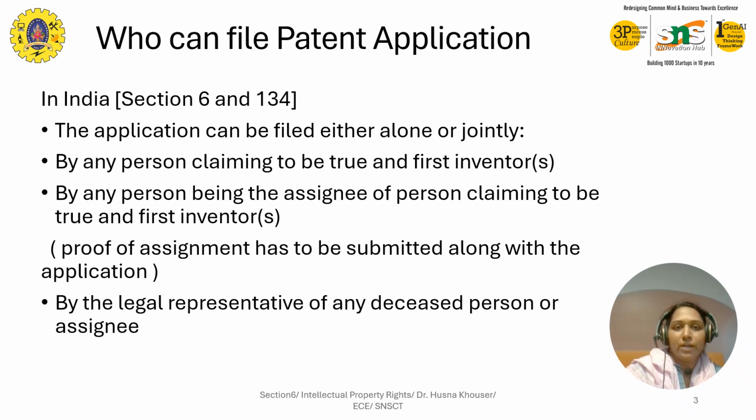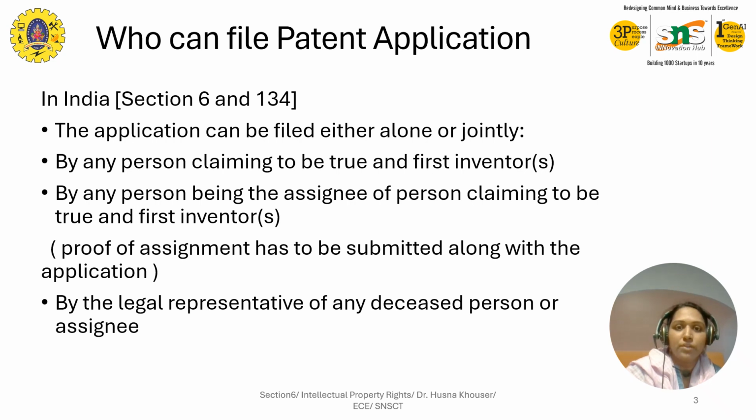Next is who can file a patent. Section 6 of the Patent Act helps to determine who has a right to apply for a patent. The application can be filed either jointly or by a single person. It can be filed by any person who is claiming to be the true and first inventor.